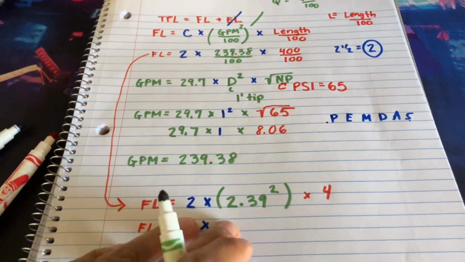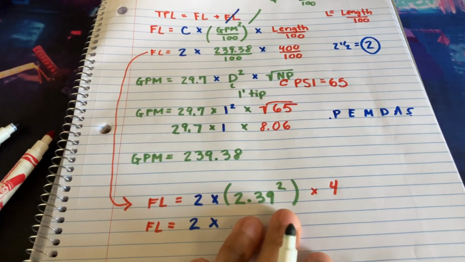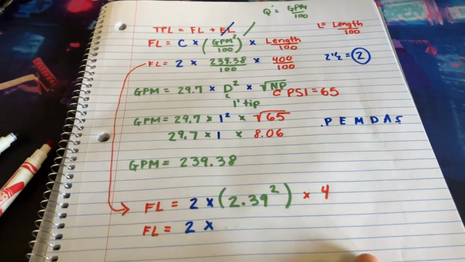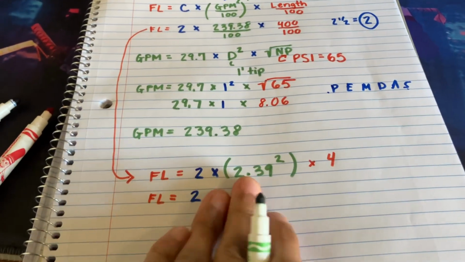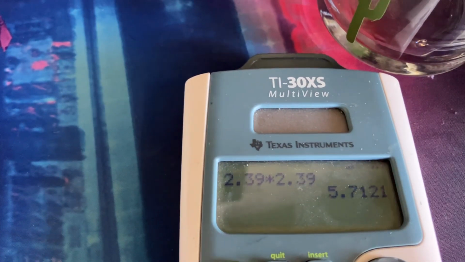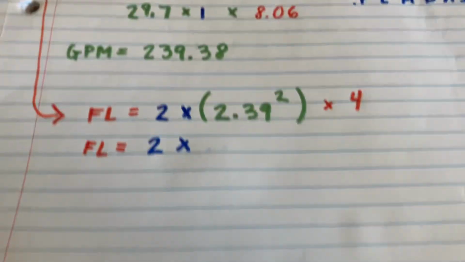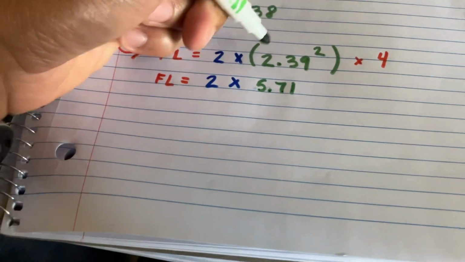So anything that's squared is just multiplied by itself. So if we had it to, let's say, the fifth power, it'd be 2.39 times 2.39 times 2.39 times 2.39 times 2.39, okay? But it's just asking for it squared. So that's just going to be 2.39 times 2.39, which is 5.7121, so just 5.71. So 5.71, that's how we squared it.